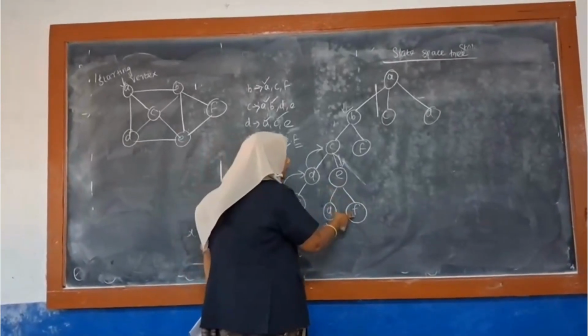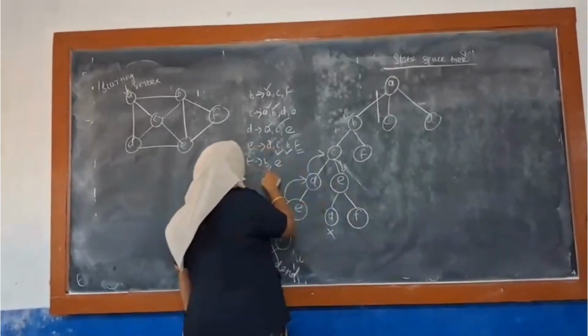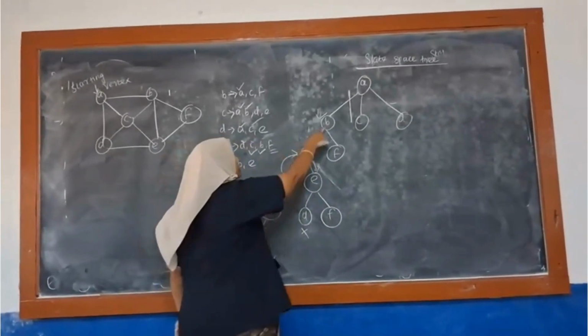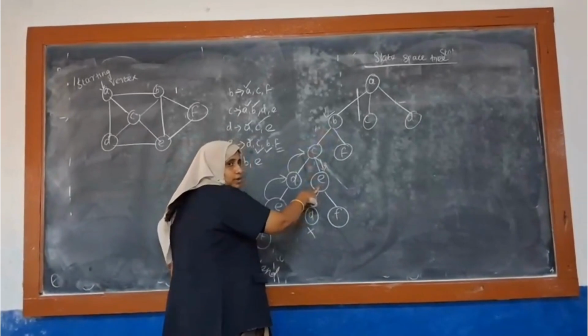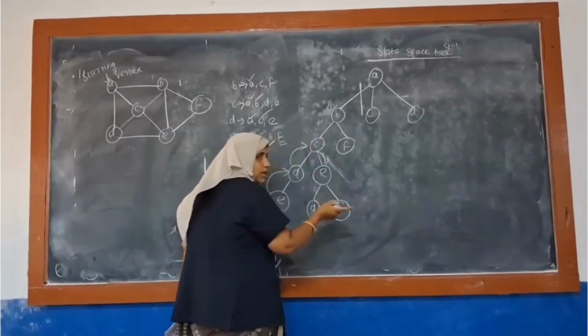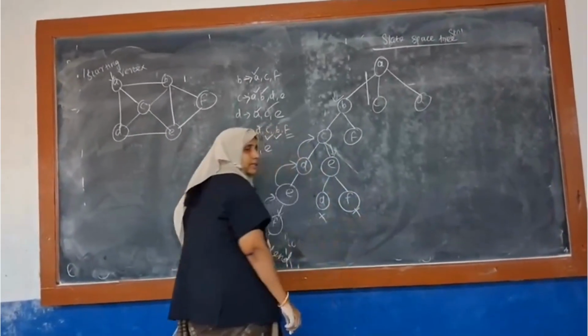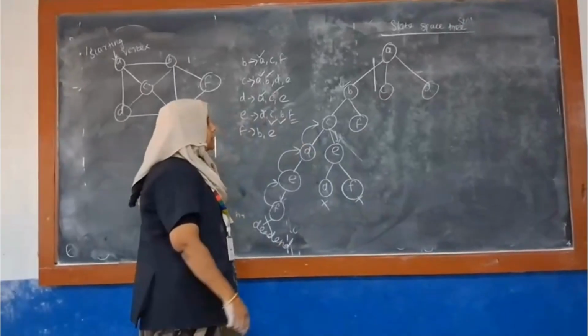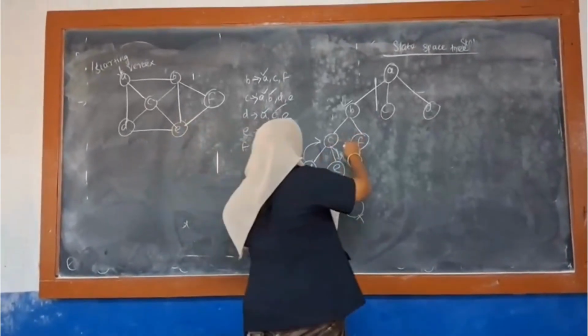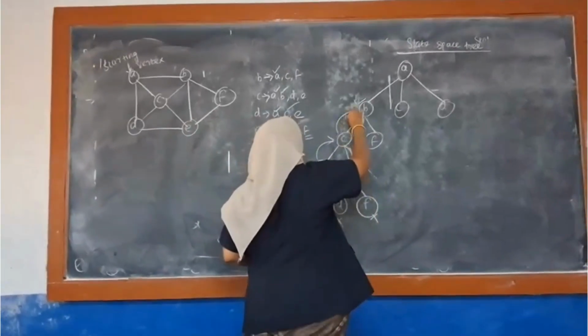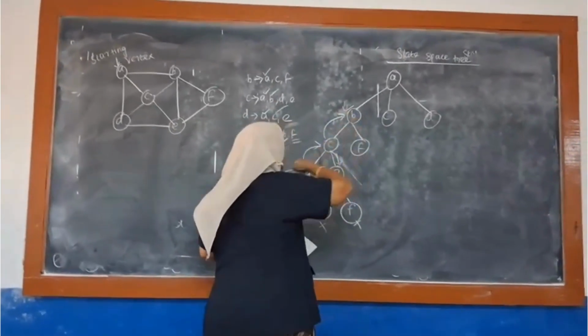Okay, so come to the F. So who are the neighbors? B and E. So B is there and E is also already visited. There is no connection between F and A. So that is also a dead end. Am I clear? So after that we go back to B.